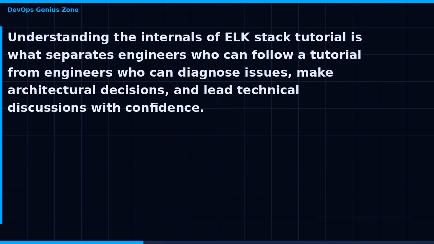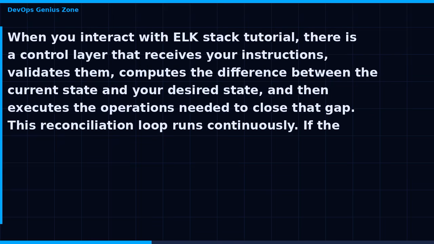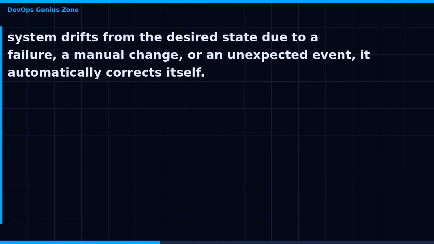This reconciliation loop runs continuously. If the system drifts from the desired state due to a failure, a manual change, or an unexpected event, it automatically corrects itself. The data flow is: you define the desired state, the controller reads the current state, calculates the delta, applies the necessary changes, and reports back. This feedback loop is what makes the system self-healing and observable. When something goes wrong in production, this mental model tells you exactly where to look to diagnose the issue quickly.